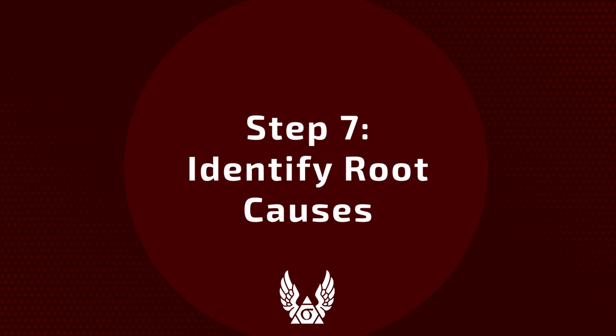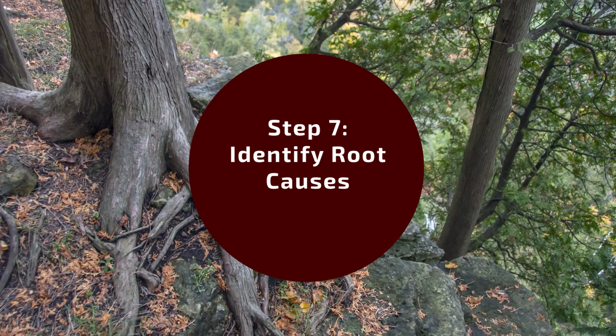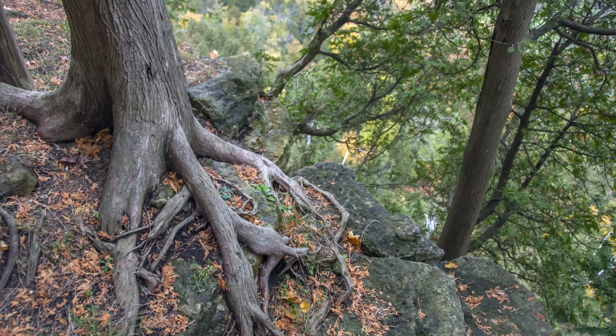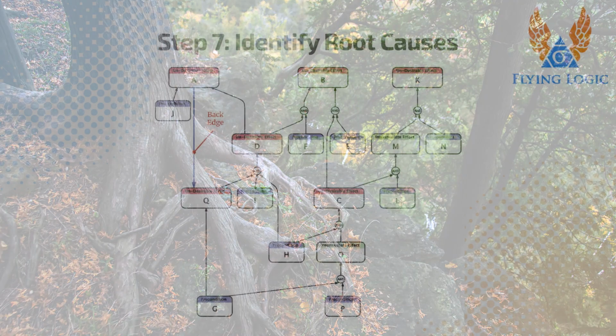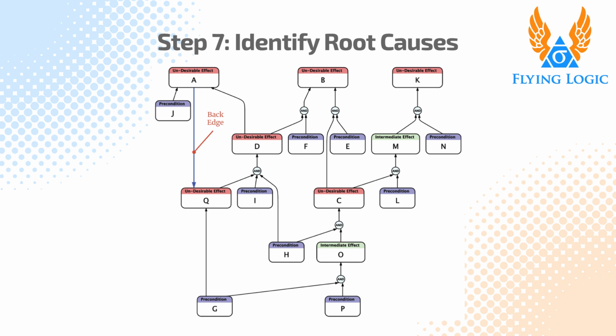Step 7. Identify root causes. As your current reality tree becomes more complete, you will notice that one group of causes lies at its root. That is, they have successors but no predecessors. Some of these causes will be preconditions, and others may be undesirable effects, but they won't necessarily appear at the bottom of the diagram. In the illustration above, there are 9 root causes.